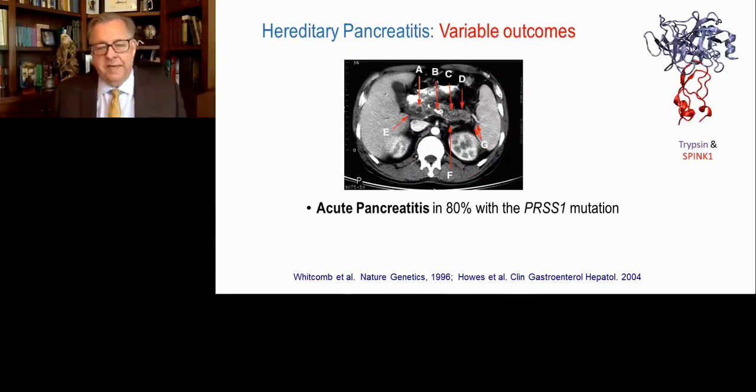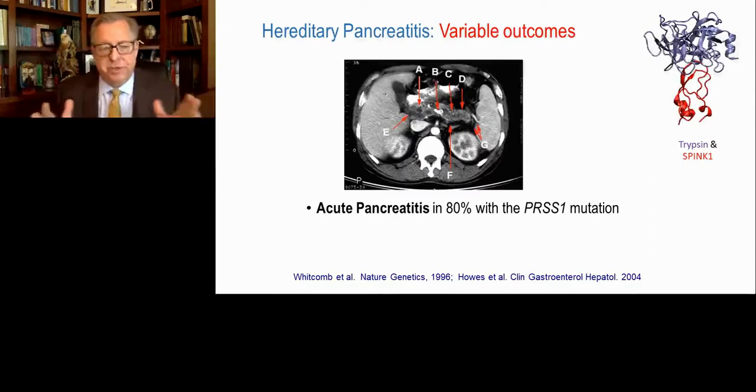Hereditary pancreatitis is a form of pancreatitis that does run in the family. This is a CAT scan. In the middle is a diseased pancreas and all of the complications of pancreatitis, which is inflammation of the pancreas, are shown here. Now, the gene that causes this is shown in the upper right. This is the trypsin gene, or PRSS1, in purple, and the inhibitor, SPINK1, is shown in red.